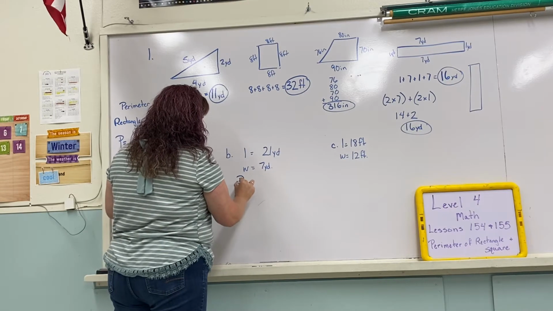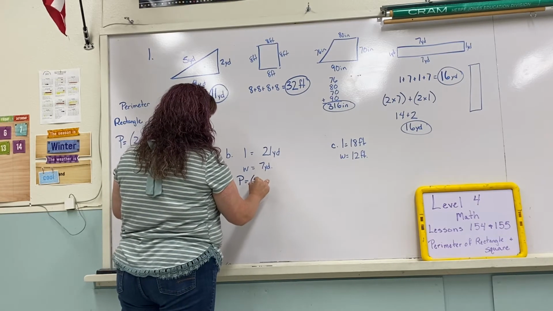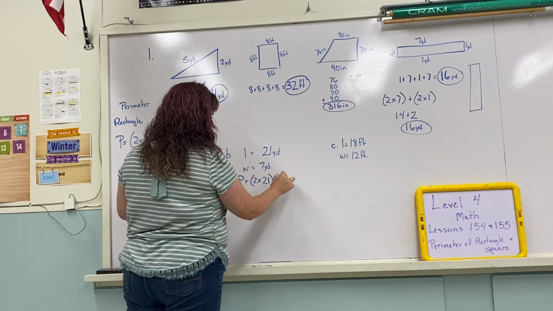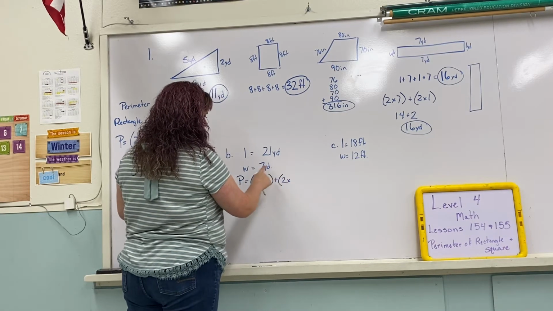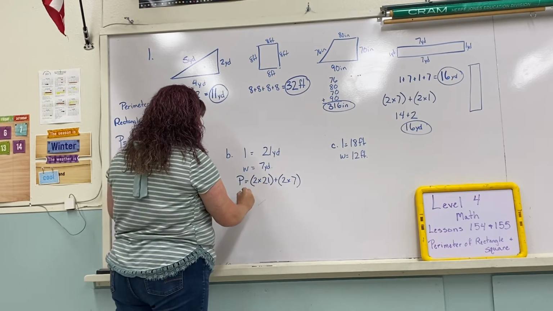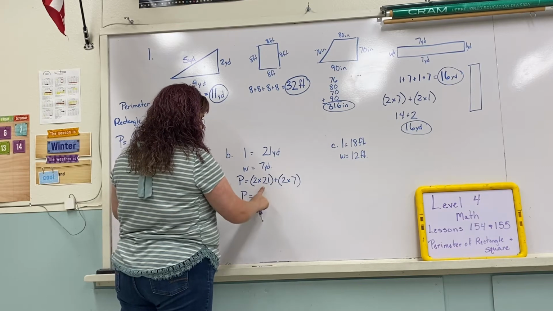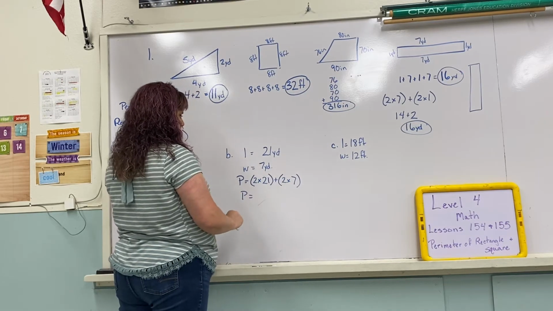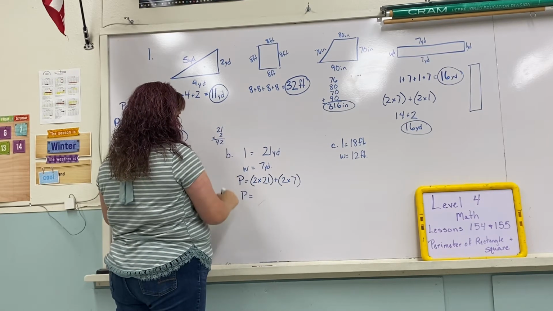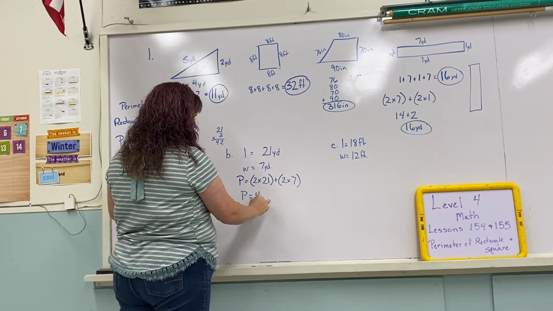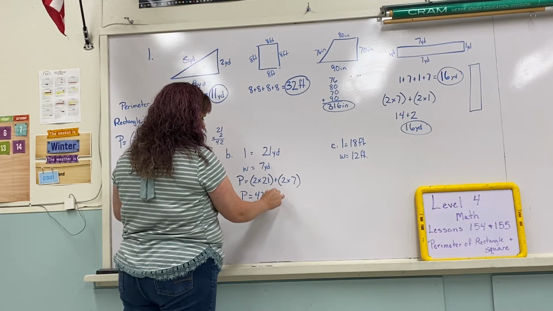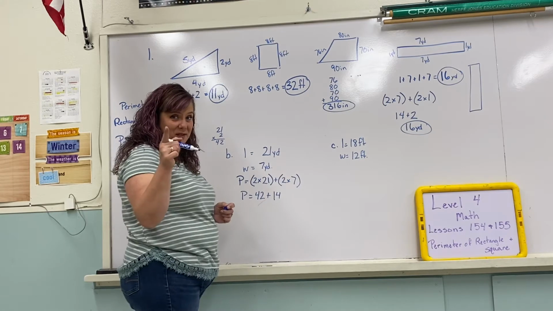So write with me. P equals 2 times, what's our length? 21, plus 2 times, what's our width? 7. Now we're going to come back. P equals, we're going to solve the parentheses first. What's 2 times 21? If you need to write a little thing up top, go ahead. You can do it sideways. That's 42 plus 2 times 7 is, I hope you said 14. That one's an easy one.